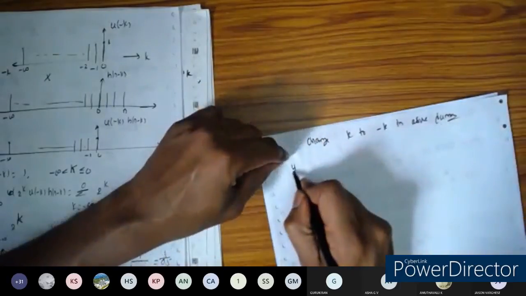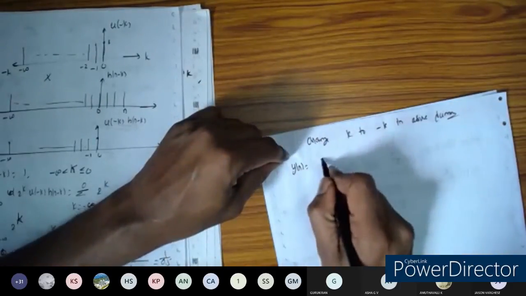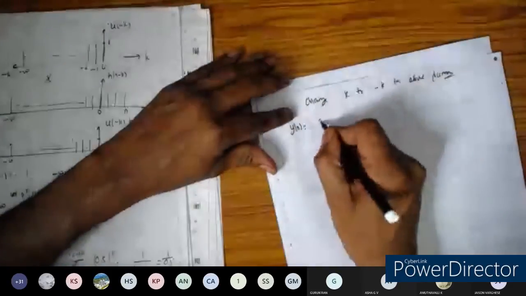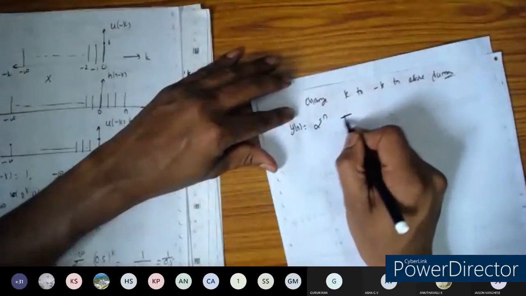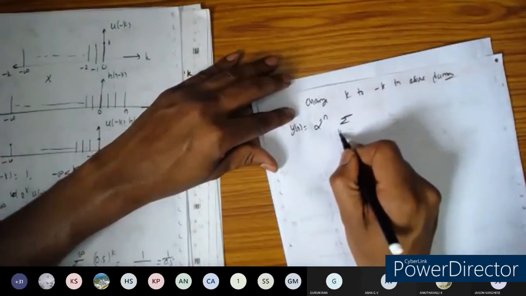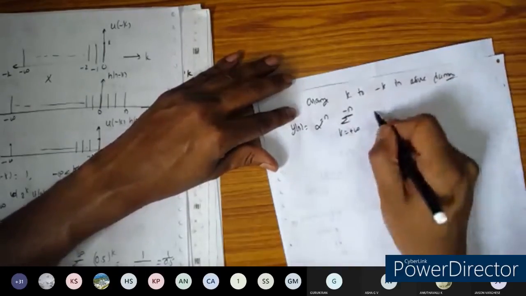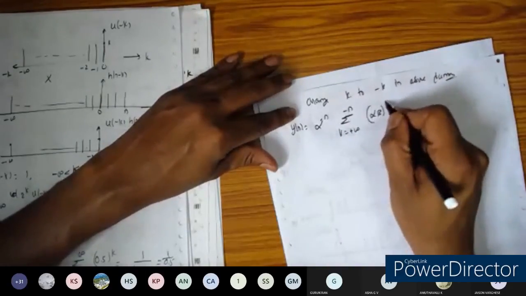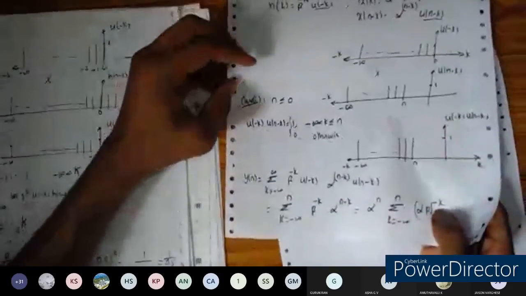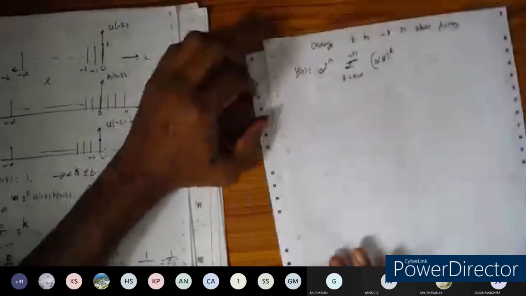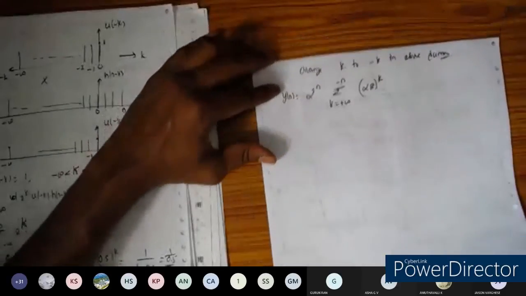When you change that, y of n will become alpha to the power of n, which will remain the same. Alpha to the power of n times the summation, and it will become k equal to plus infinity up to minus n. So alpha beta to the power of plus k, since we had minus k, that becomes plus k. Alpha beta to the power of plus k.